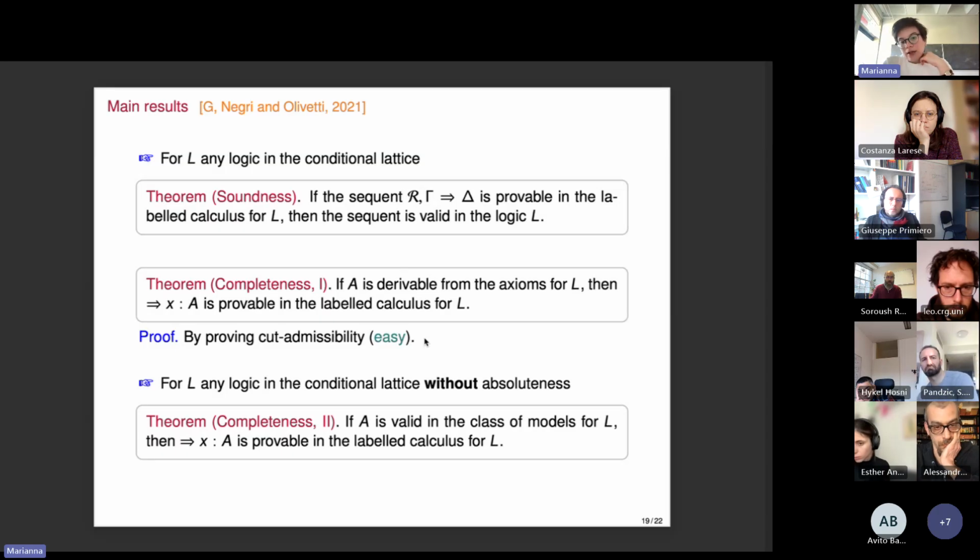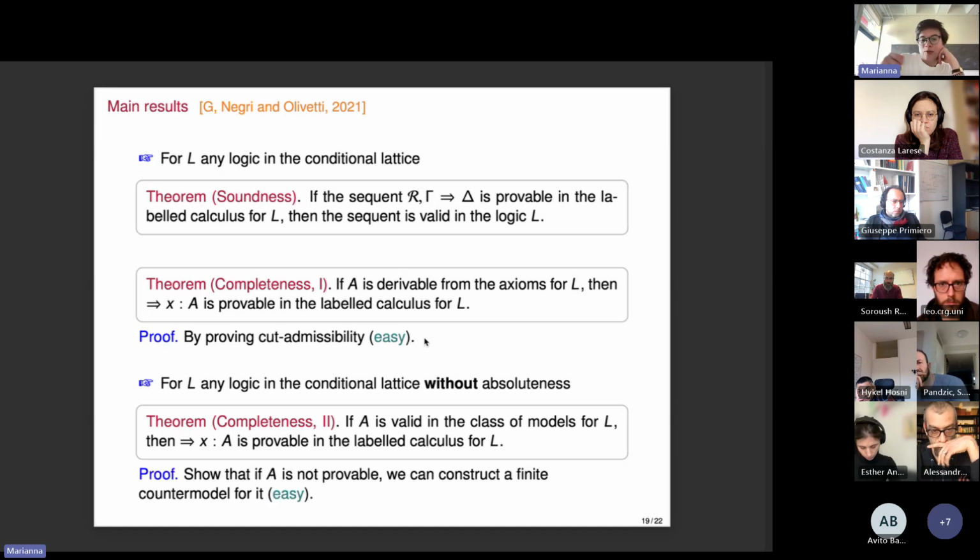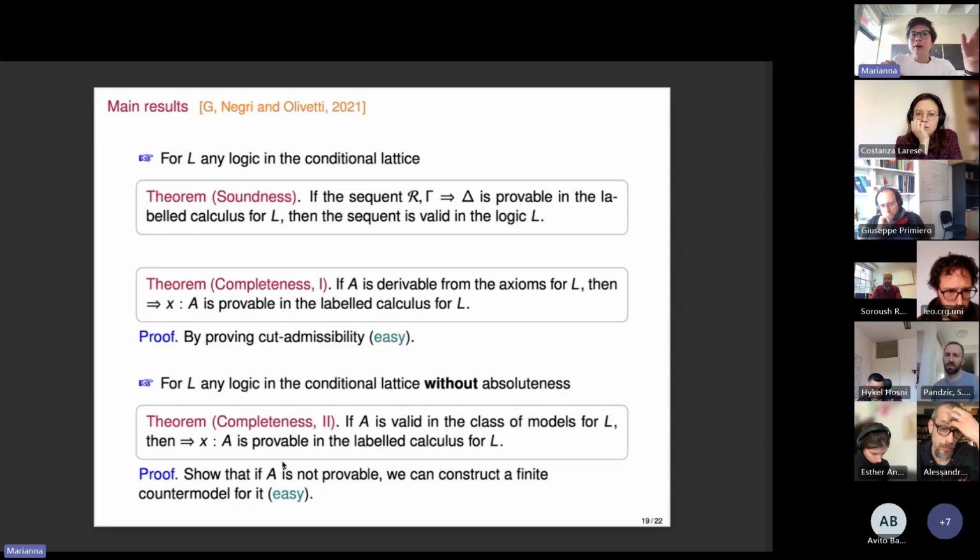And then what is interesting, exactly because we have a labeled calculus, is that we can actually define a way of proving completeness semantically. Meaning that you want to prove that if A is valid, then a sequent having x:A in the root is provable. And what you would do is prove the contrapositive. So if A is not provable, then we can construct a countermodel for it. And since we are in a labeled calculus, constructing a countermodel is going to be extremely easy.